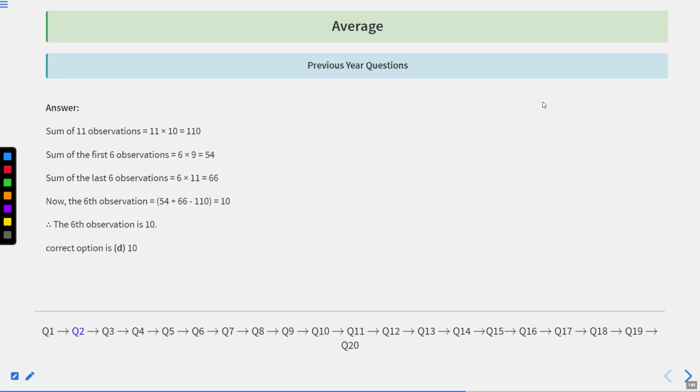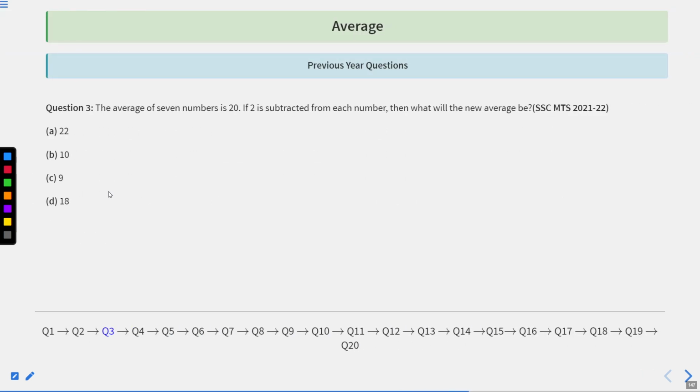So the sum of 11 observations is 11 times 10, that is 110. And sum of first 6 observations is 6 times 9, that is 54. And sum of last 6 observations is 6 times 11, that is 66. Now, the sixth observation is equal to 54 plus 66 minus 110, and that is equal to 10. So, therefore, the sixth observation is 10. So, the correct option here will be option number D.